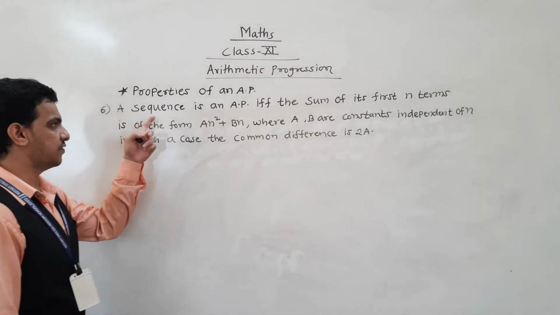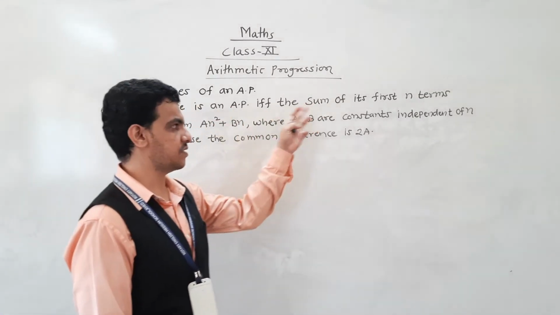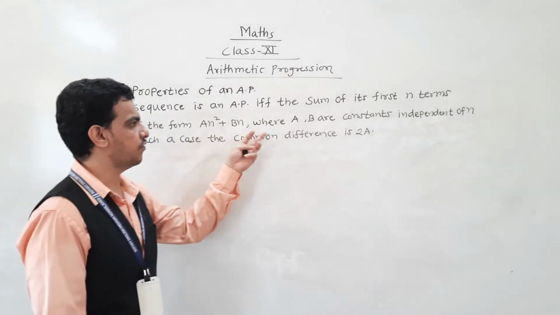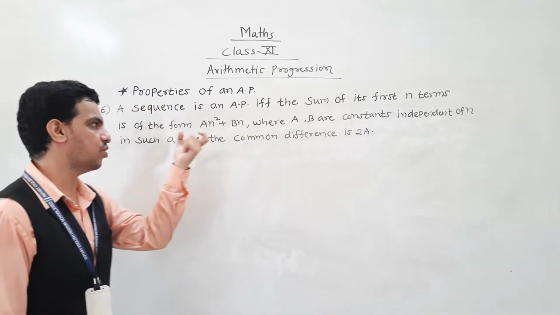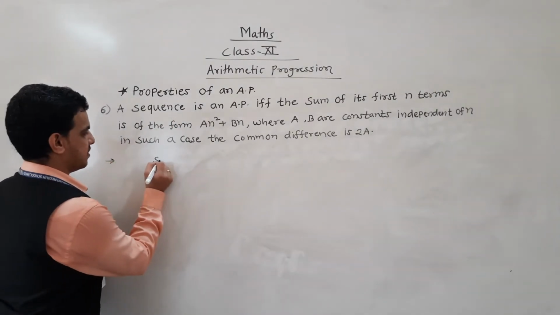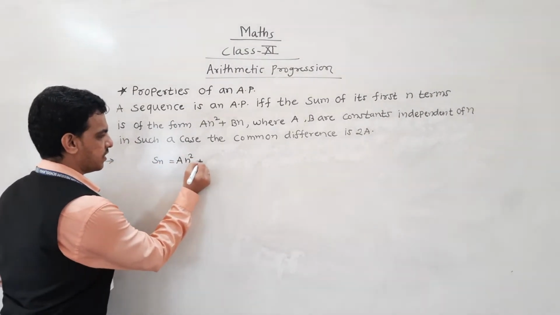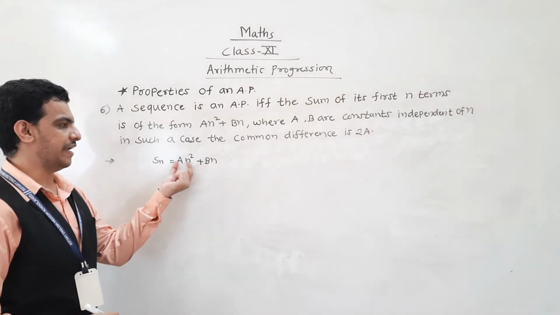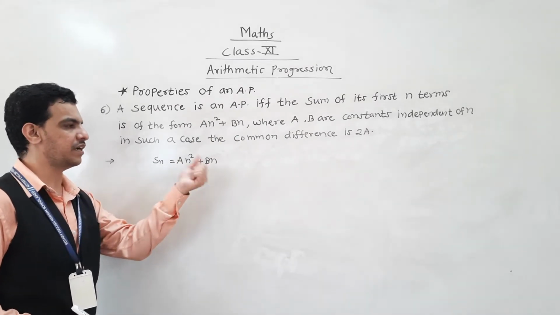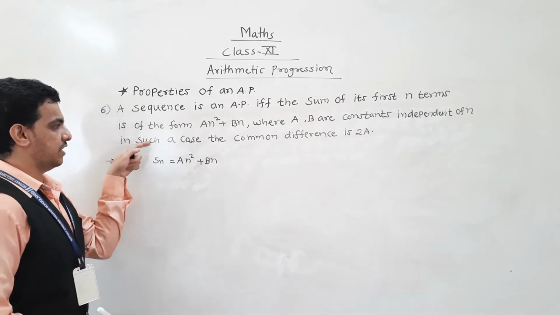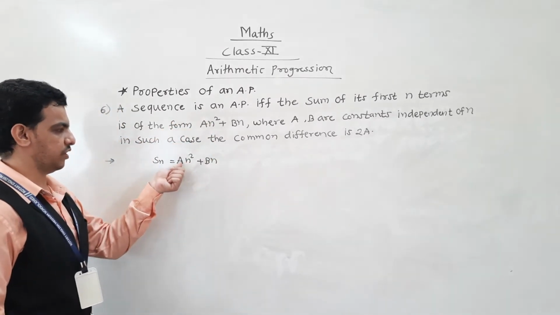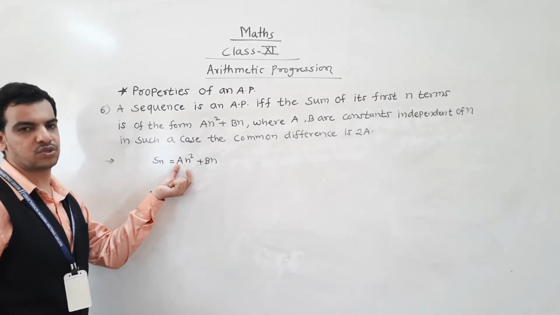The next property is: a sequence is an AP if and only if the sum of its first n terms is of the form an square plus bn, where a and b are constants and independent of n. Means if Sn is given in this form, an square plus bn, and a and b are constants and independent of n, then that is an AP and the common difference is 2 into a, that is 2 times the coefficient of n square.